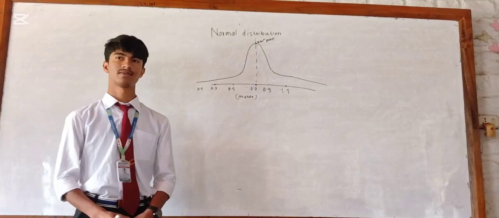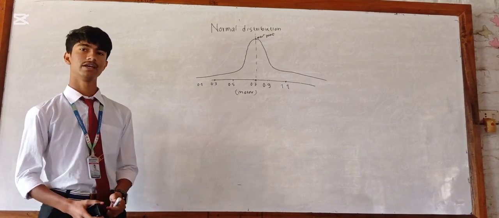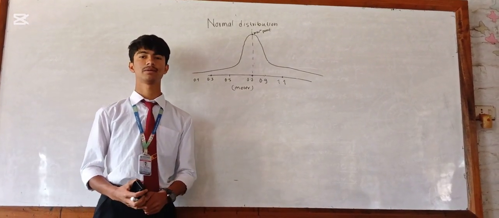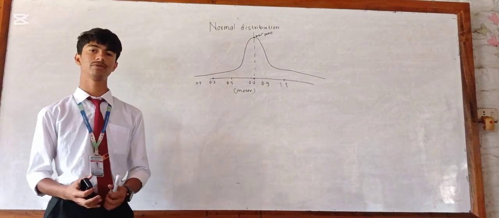And now let's talk about the positive skewness and negative skewness. In case of positive and negative skewness, if we go through the graphical method, then it will be very easy to understand.